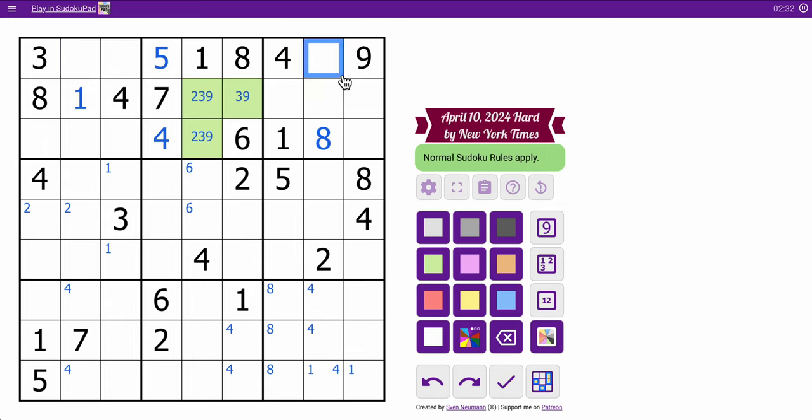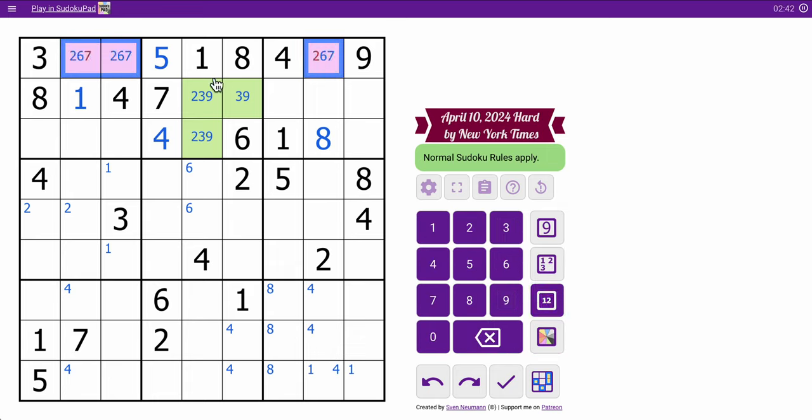Okay, so these are a triple. 2, 6, 7. Let's see. That puts 2 here. But I don't know where 2 goes in rows 2 and 3. Let's see, 1, 4, 7, 8. In row 2, I need 2, 3, 5, 6, 9. Not 9, okay. 5 is there, and that puts 5 there.